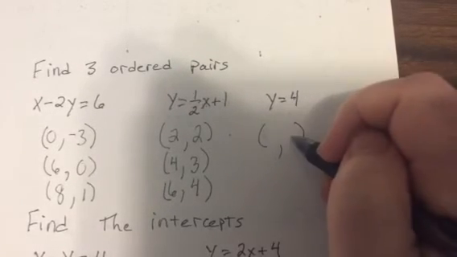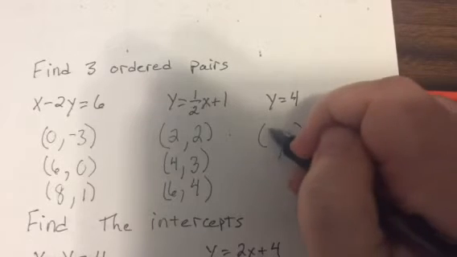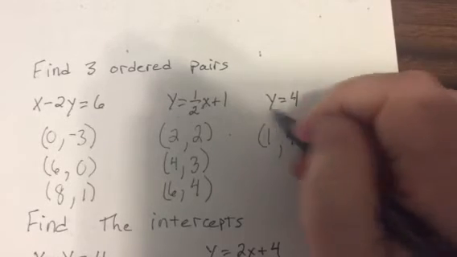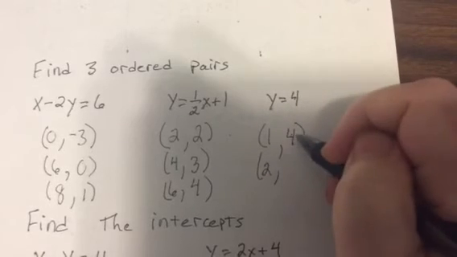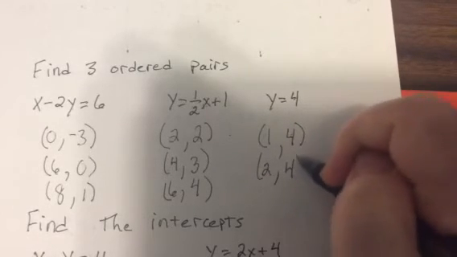y is 4 means the second value has to be 4, but x can be anything. It's not part of the rule or the equation. So 1, 4, 2, 4, 3, 4.